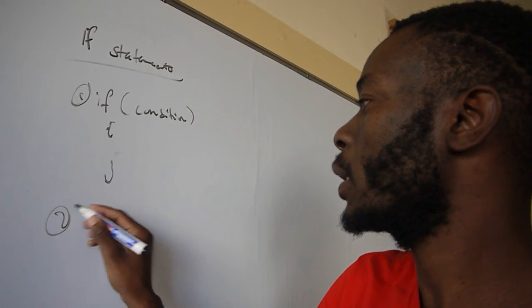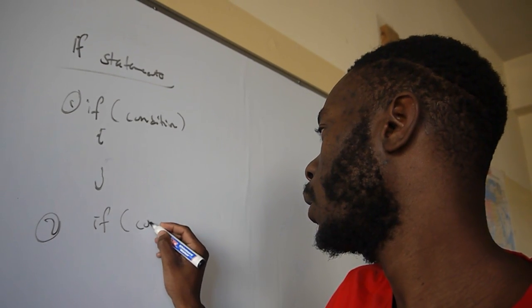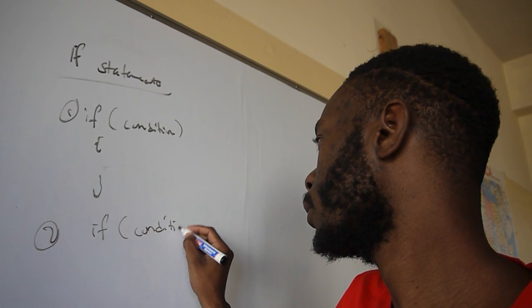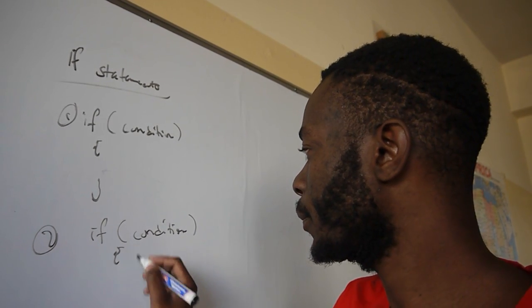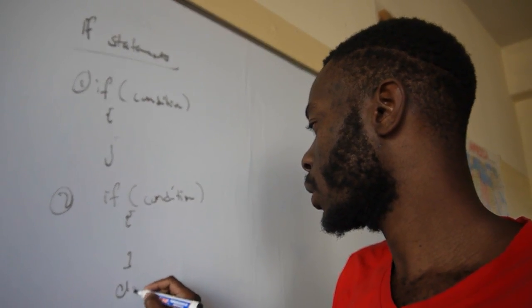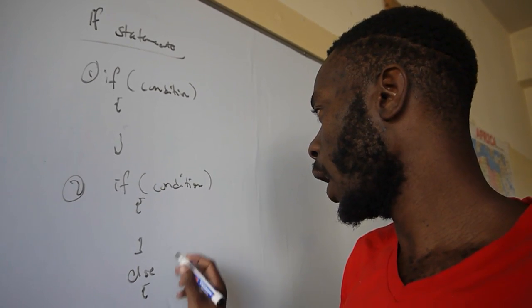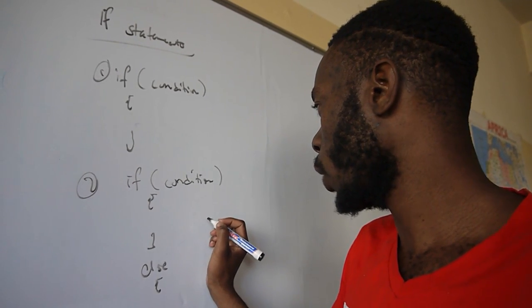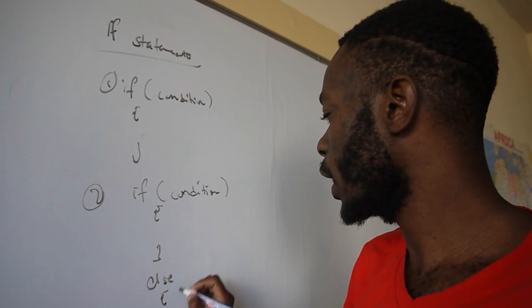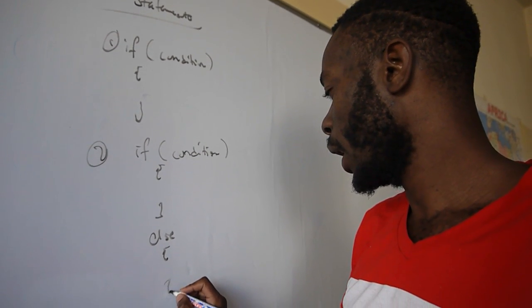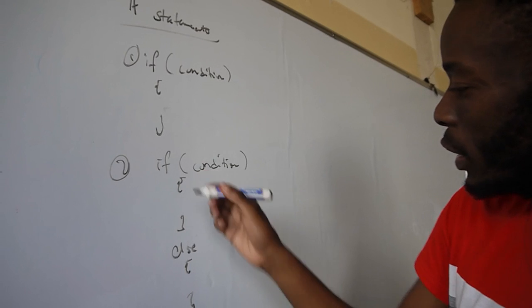The second one is if condition, then else part. It means if the condition is false, then this part is going to be executed. So this is the second part.